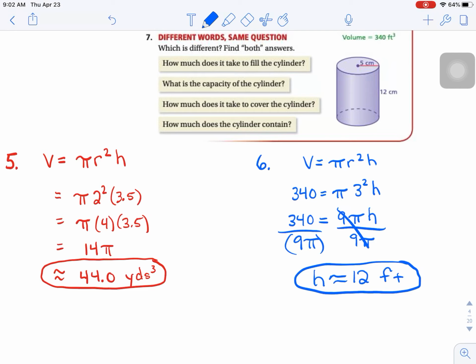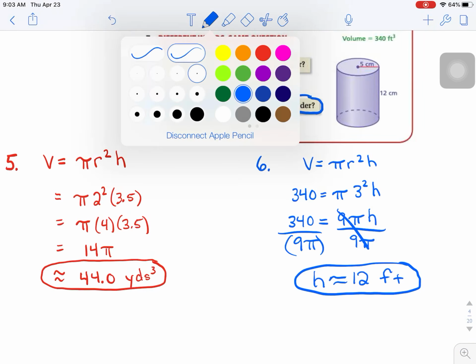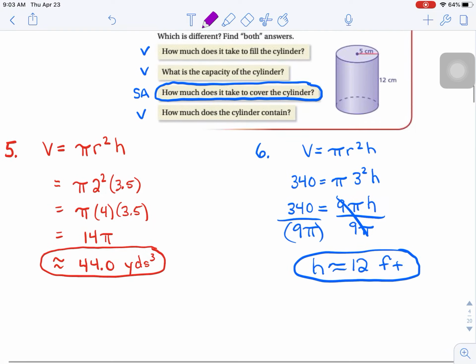All right, so 3 of these questions are about volume. And one of the statements is about surface area. So how much does it take to fill the cylinder? That's volume. What is the capacity of the cylinder? That's volume. How much does it take to cover the cylinder? That's surface area. And then how much does the cylinder contain? That's volume. So this is the one that's different. All right, and then it told us to actually go back and find both answers.